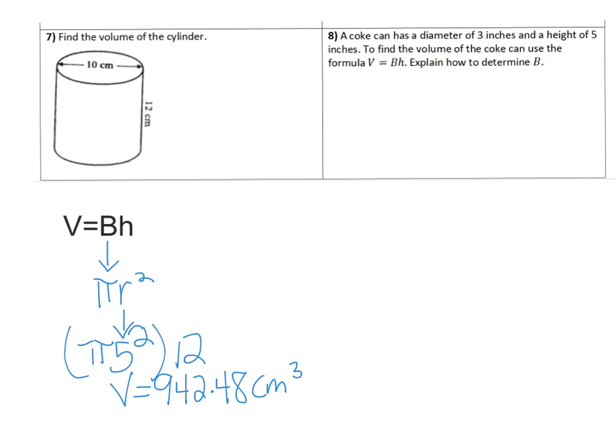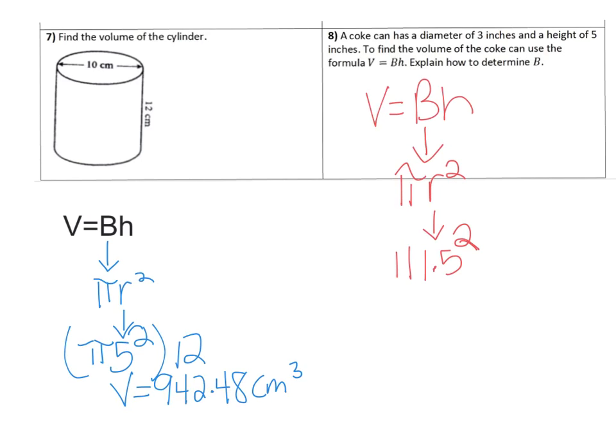Number 8, a Coke can has a diameter of 3 inches and a height of 5 inches. To find the volume of the Coke can, use the formula V equals BH, which they give you in the problem. Explain how to determine B. So all it wants to know is if you were looking for the area of the base, what would you do? You would do pi r squared, because a Coke can is a cylinder and the base of a cylinder is a circle, and the radius is 1.5 because that's half of the diameter. So 1.5 squared times pi would be how you would find the big B. So that would be your answer, pi times 1.5 squared.